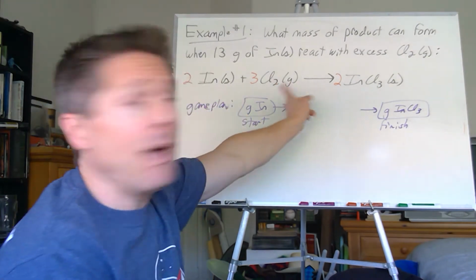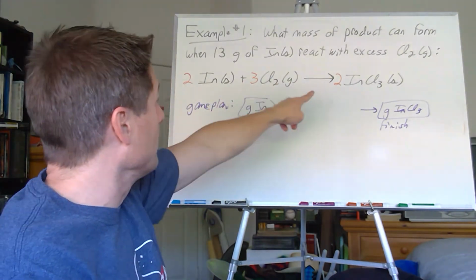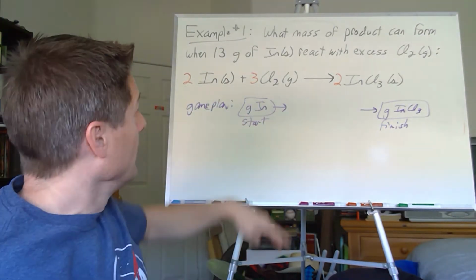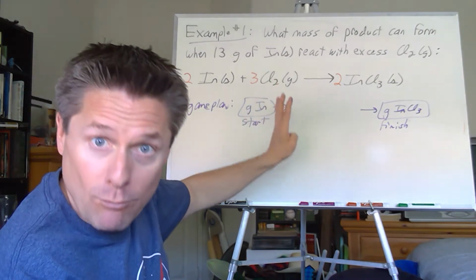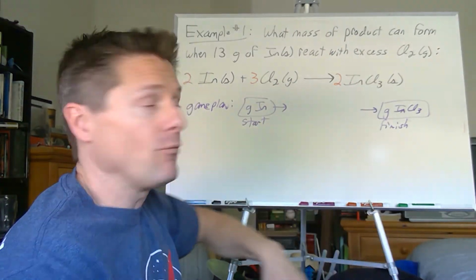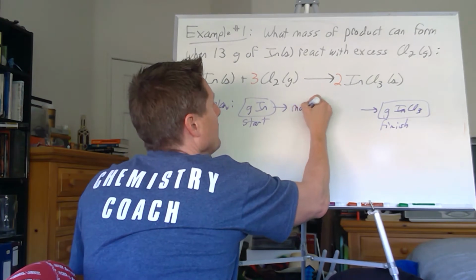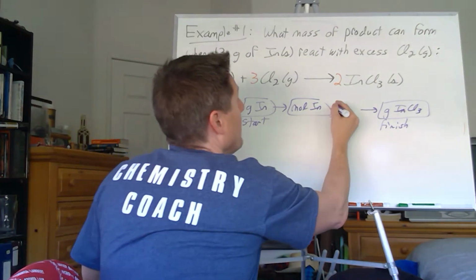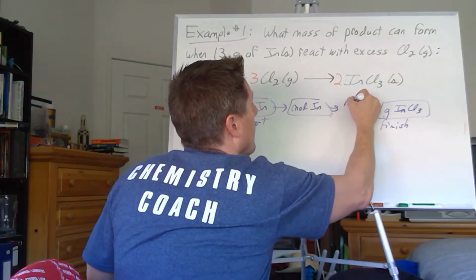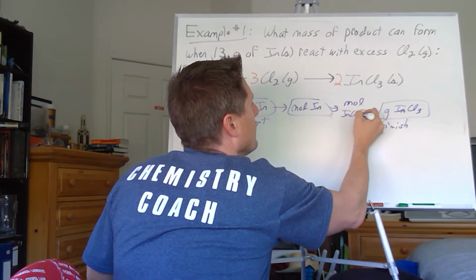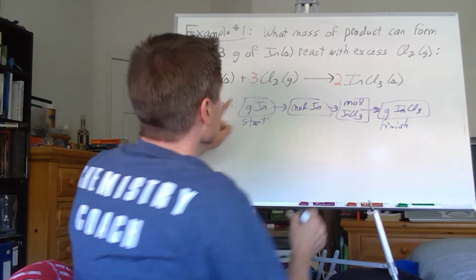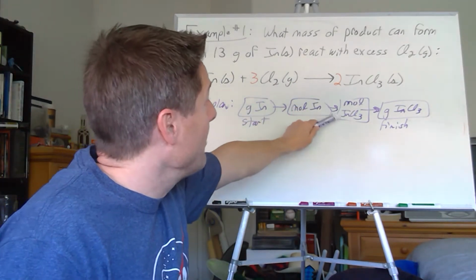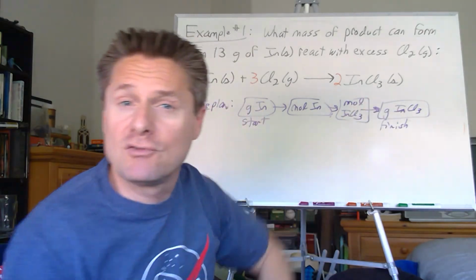I cannot relate these by grams from this. The only thing that relates them together is the moles. So this tells me 2 moles of indium will form 2 moles of that. So I've got to get to moles. I've got to go grams of what I've got to moles of what I've got to moles of what I want to grams of what I want, right? So let's convert to moles of indium using the atomic mass of indium. And then I can go to moles of indium-3 chloride, right? See the 2-to-2 ratio? Use the stoichiometric factor to do that. And then once I'm in moles of my product, I can go to grams using the molar mass of that.